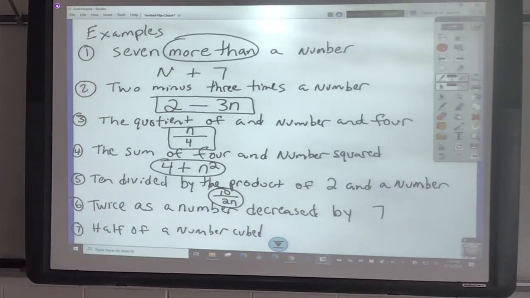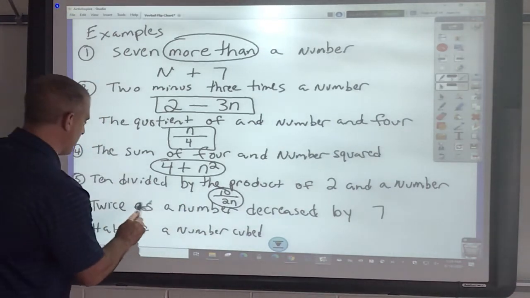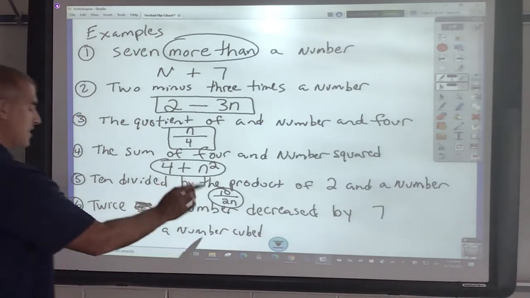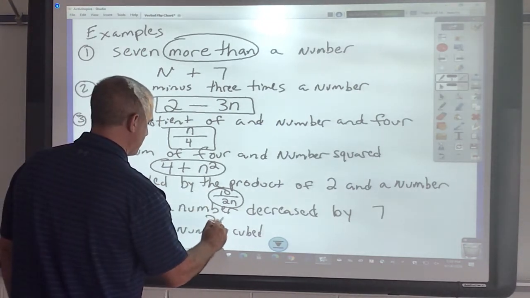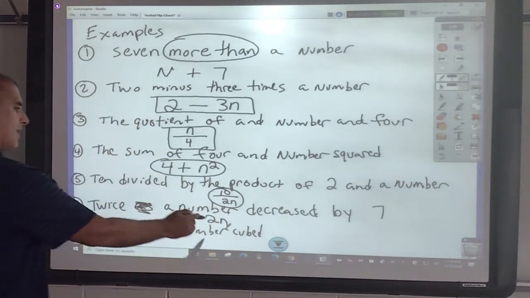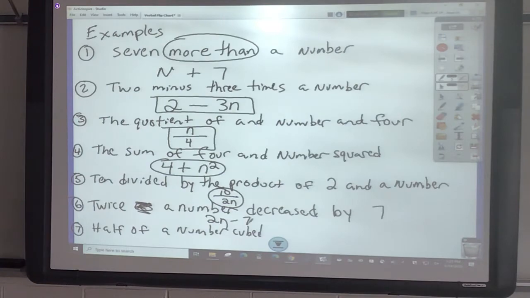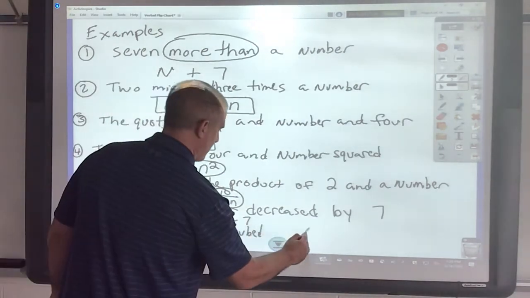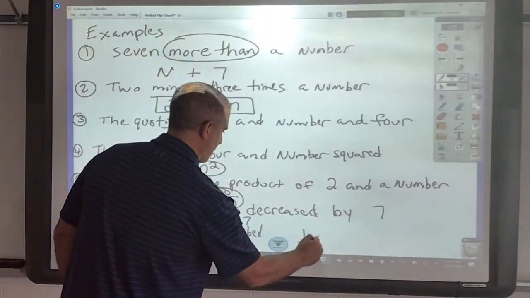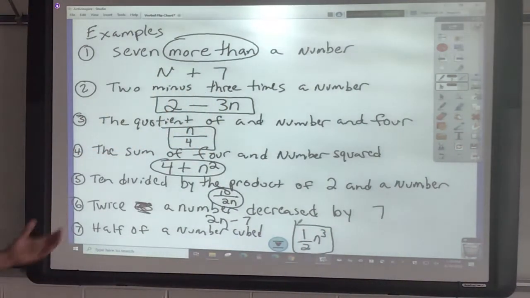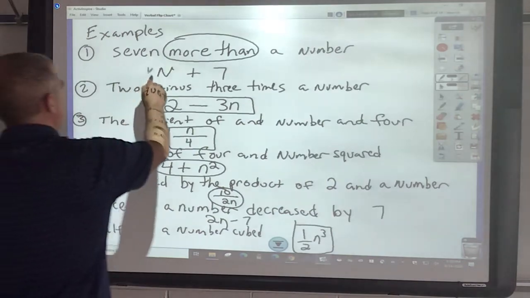Twice a number decreased by 7. Now, decreased isn't the big word, so twice a number would be 2n, decreased by 7. Half of a number cubed. And what that would be is half of a number cubed. So those are some examples.